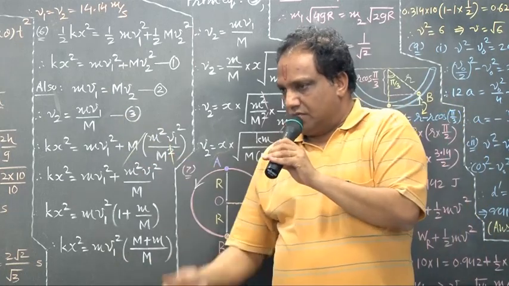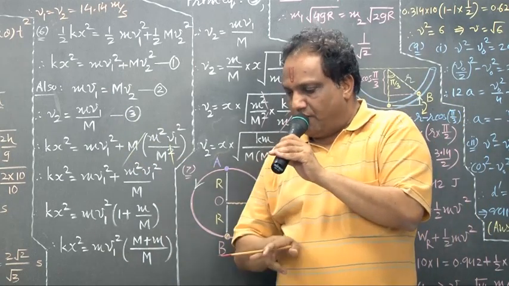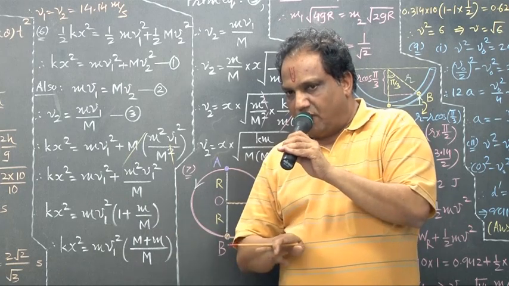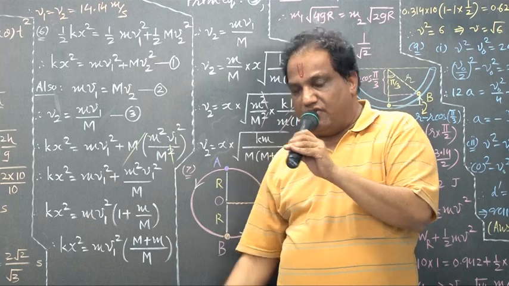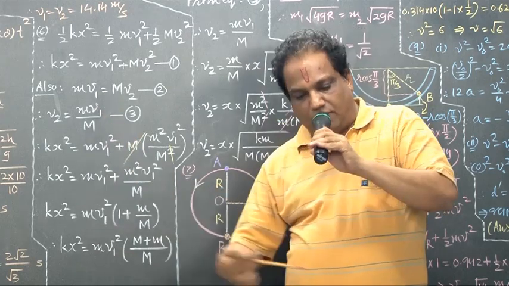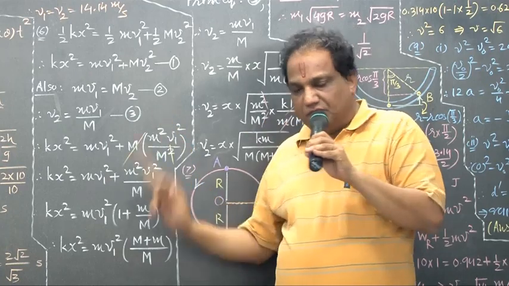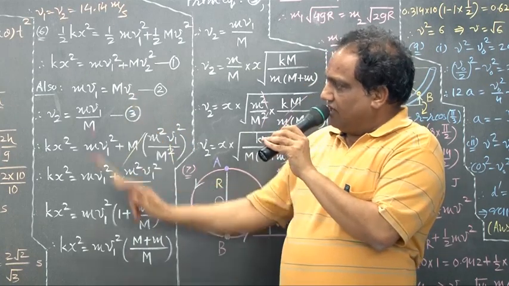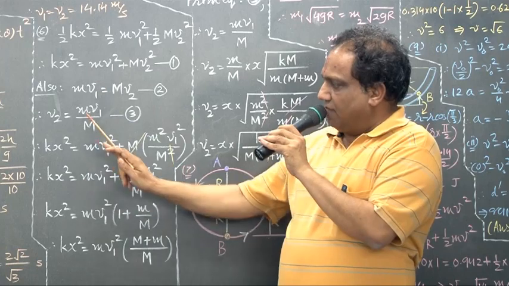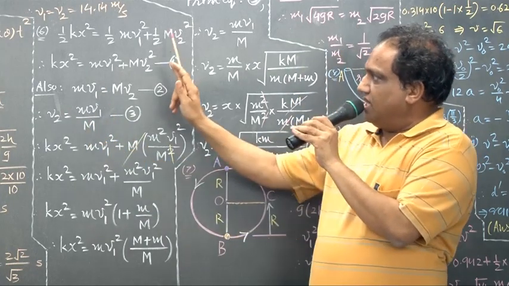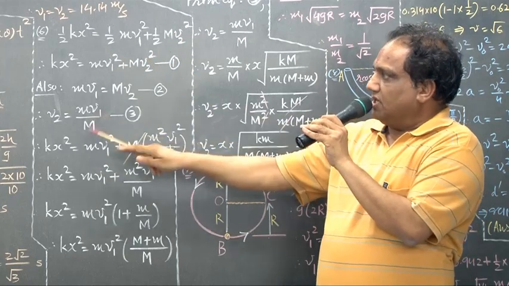What about conservation of momentum? Momentum towards the left hand side should be equal to momentum towards the right. What is momentum towards the left hand side? Small m into v1. Momentum towards the right hand side, capital M into v2. Give it equation number 2. Find out v2 from here. It will be mv1 upon capital M. Just put this value of v2 here. Rest of the terms as it is.